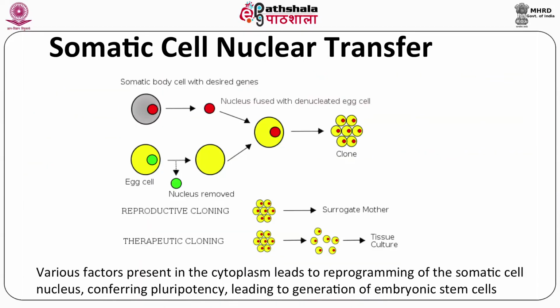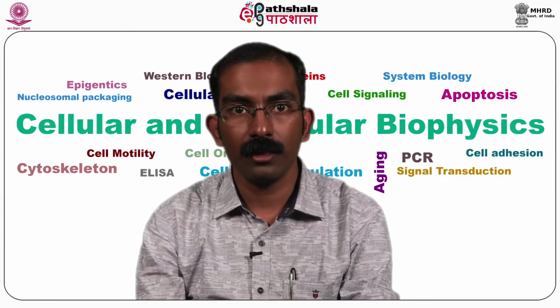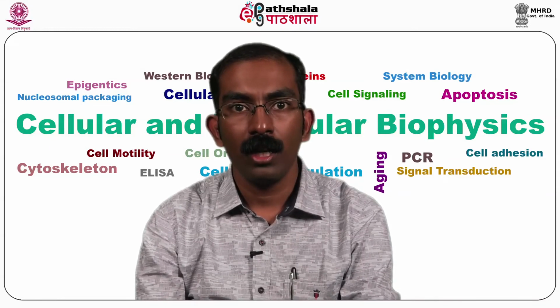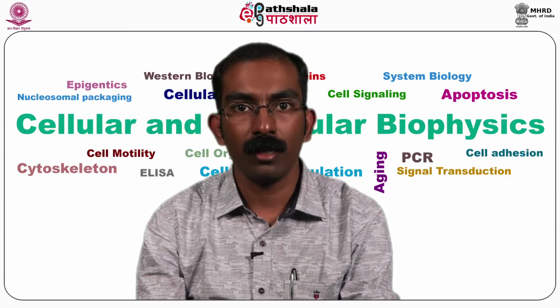Somatic cell nuclear transfer. In somatic cell nuclear transfer, the nucleus of a somatic cell is transferred to the cytoplasm of an enucleated cell, usually an ovum. Various factors present in the cytoplasm now lead to reprogramming of the somatic cell nucleus, conferring pluripotency, leading to the generation of embryonic stem cells.